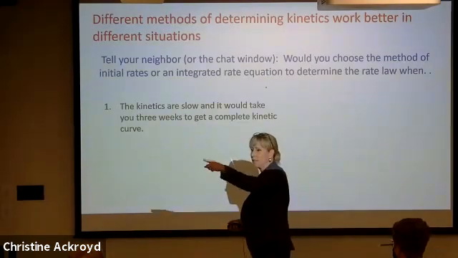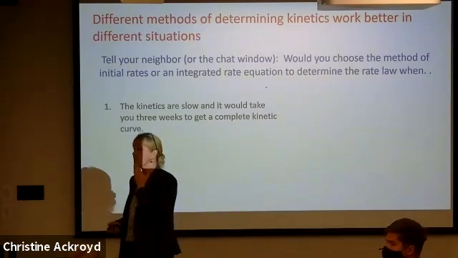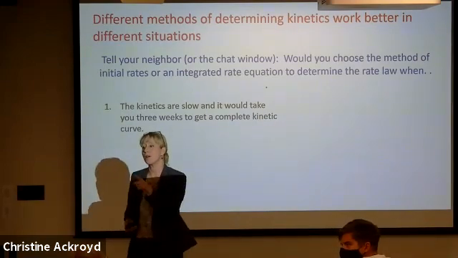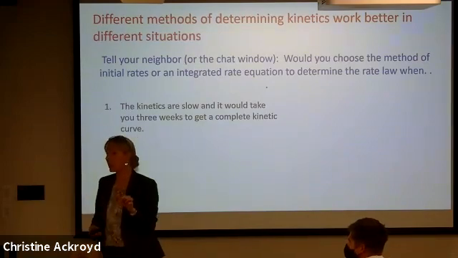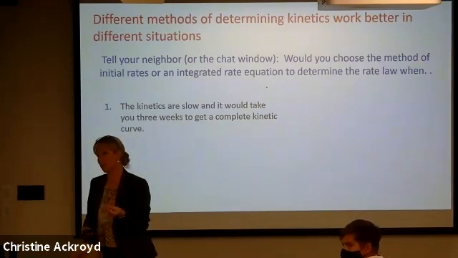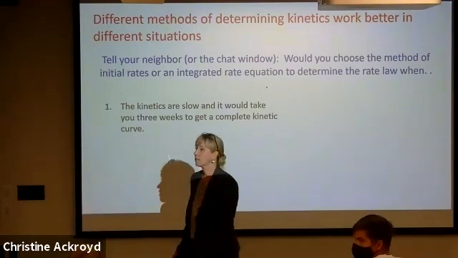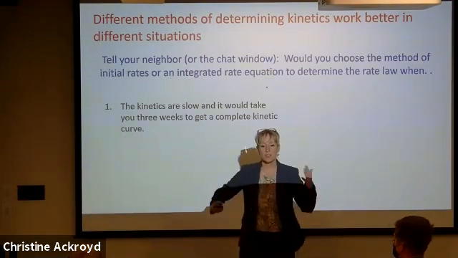Okay. So I know a lot of times we said that the reaction is too fast, you can't get that initial rate. Could you use the rate as it approaches a final rate? You don't know what the reagent concentrations are at that point necessarily. So you wouldn't actually do that. Okay. So we have these 2 methods.